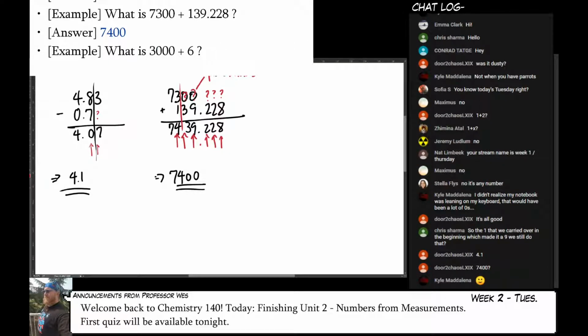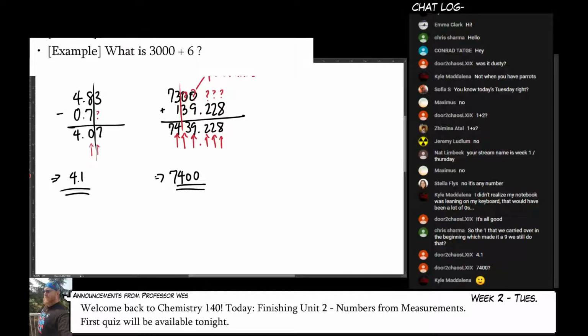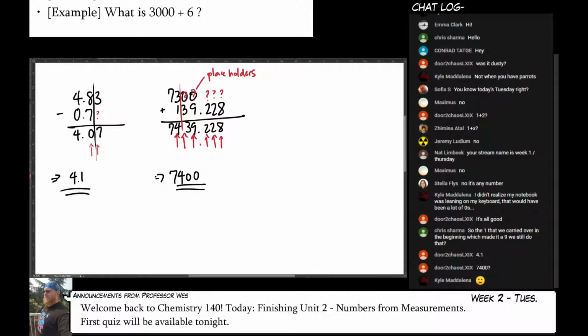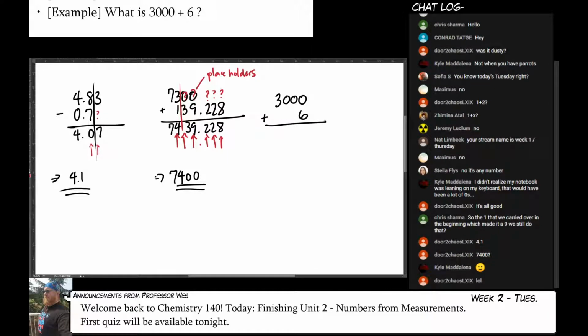Here's our next problem. What happens when I add these two numbers together? Well, we do the same thing. Do I know all the numbers in the ones position? No, because this is a placeholder. This is a placeholder. This is a placeholder. Which means that I'm going to round to the thousands place when I report my answer. So in this class, 3,000 plus 6 is 3,000.